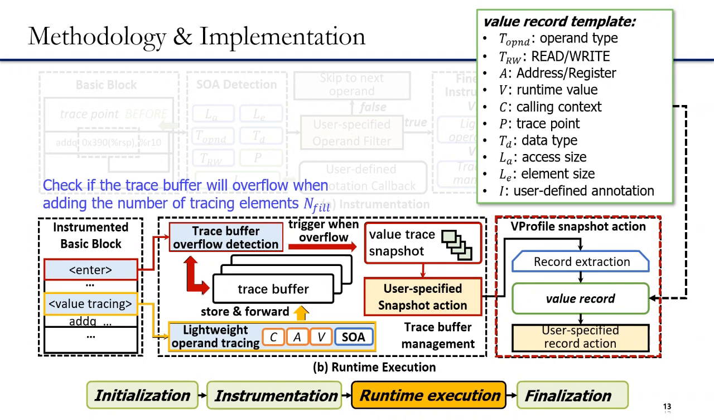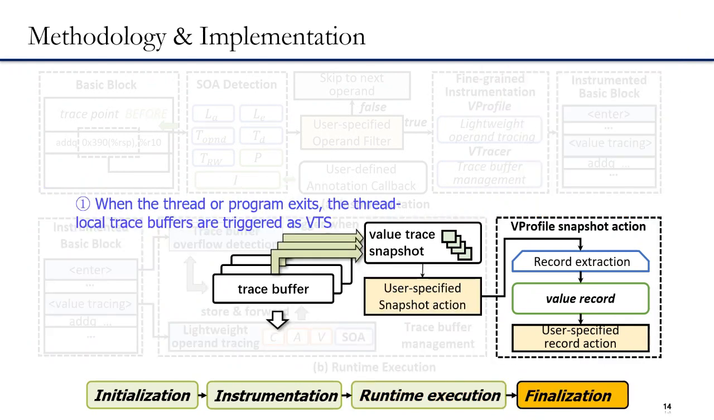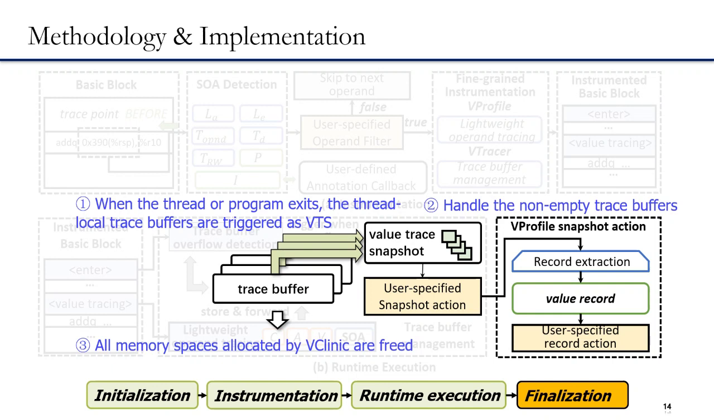For each operand with value tracing instrumentation, the inserted lightweight operand tracing instructions extract the requested runtime operand attributes. The extracted operand attributes are then stored in the trace buffer using a compact value tracing format, and the tracking pointer for the trace buffer is then forwarded for the next operand tracing. When the thread or program exits, the thread-local trace buffers are triggered, and corresponding actions are also triggered to handle the non-empty trace buffers. All memory spaces allocated by VClinic are freed at the finalization phase.